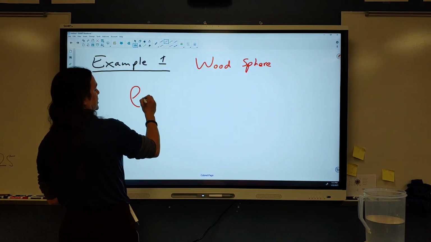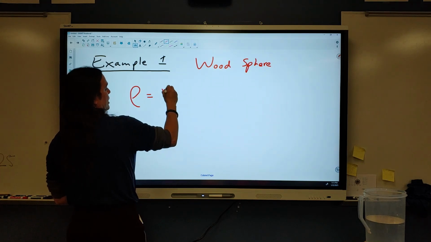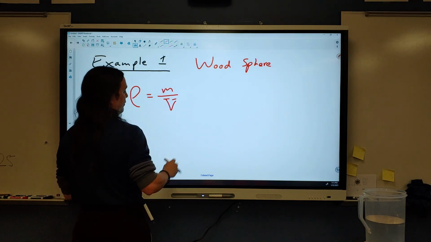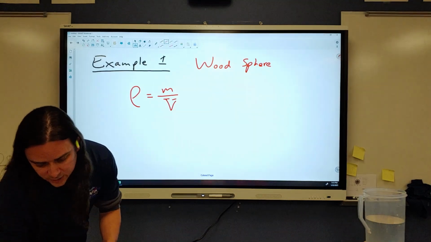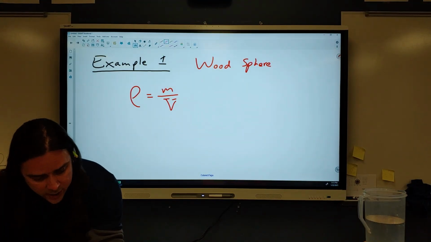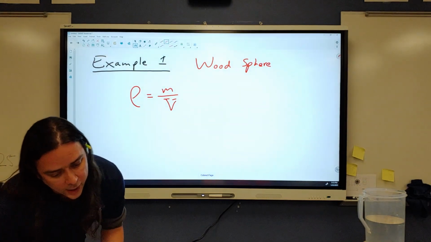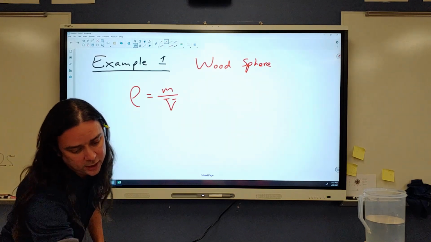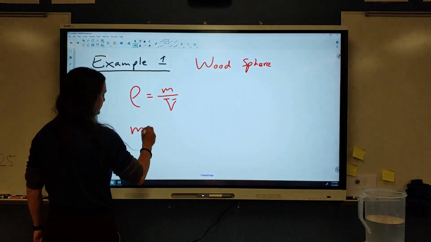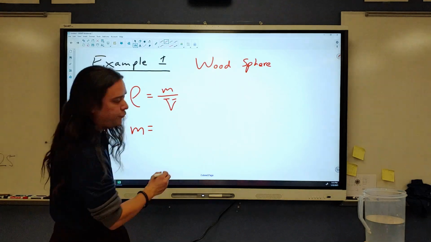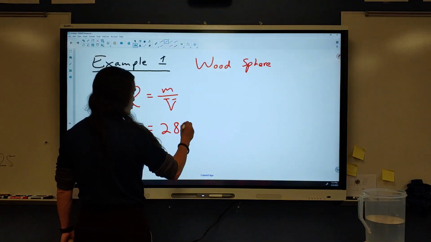I want the density of this wooden sphere, and that'll be equal to the mass divided by the volume of it. Well, the first thing I can do is take the mass. I turn on the balance. I actually set that up, and I've written it down beforehand so that I've got it. It comes up to a mass of 28.4 grams.